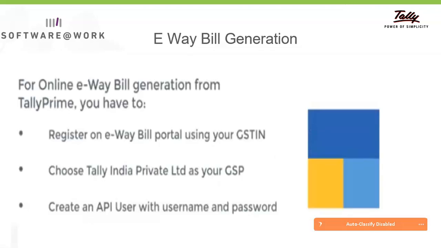First of all, we have to register ourselves on the NIC portal. Then we have to choose Tally India Private Limited as our GSP. Then we have to create our API user ID and password. If you are a registered person on the NIC portal, then you can directly go for the API registration. Otherwise, we have to first generate our ID and password on the NIC portal.